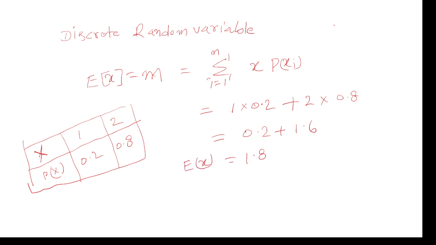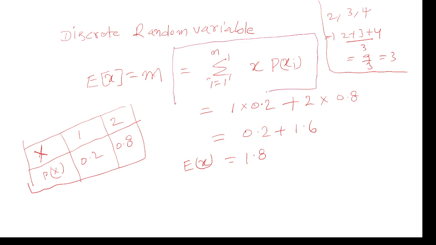But for real numbers, we have seen that the average of 2, 3, 4 is 2 plus 3 plus 4 by 3, equal to 9 by 3, equal to 3. This is the average in decimal numbers. But in random variables, the average can be calculated like this: x, the real number, multiplied with the corresponding probability, for a discrete random variable.